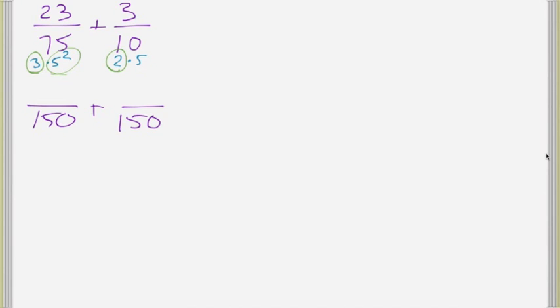Once we have those common denominators, we need to alter our numerators according to what changed. To get from 75 to 150, we multiplied by 2, so I need to multiply the top by 2. To get from 10 to 150, I have to multiply by 15, so I need to multiply the top by 15, and then I can add those up and get 91 over 150.